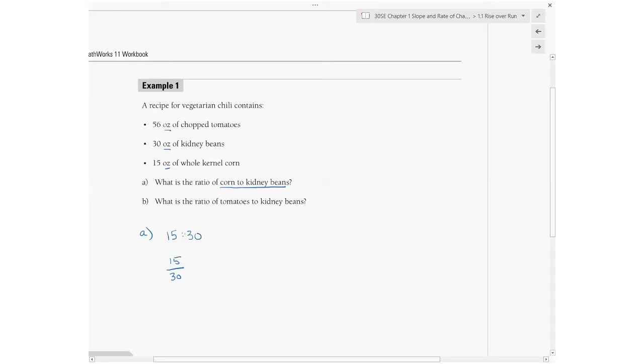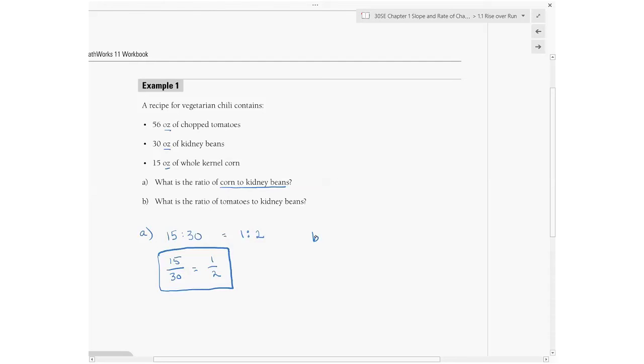In fact, all of them are in ounces, so we all have the same unit. But we have to reduce this because 15 and 30 are both divisible by the same number. In fact, they're both divisible by 15. So 15 divided by 15 is 1, and 30 divided by 15 is 2. Or you could say 15 to 30 is the same as 1 to 2. Again, this is the way we'll be using it the most. This would be an acceptable answer as well for this.